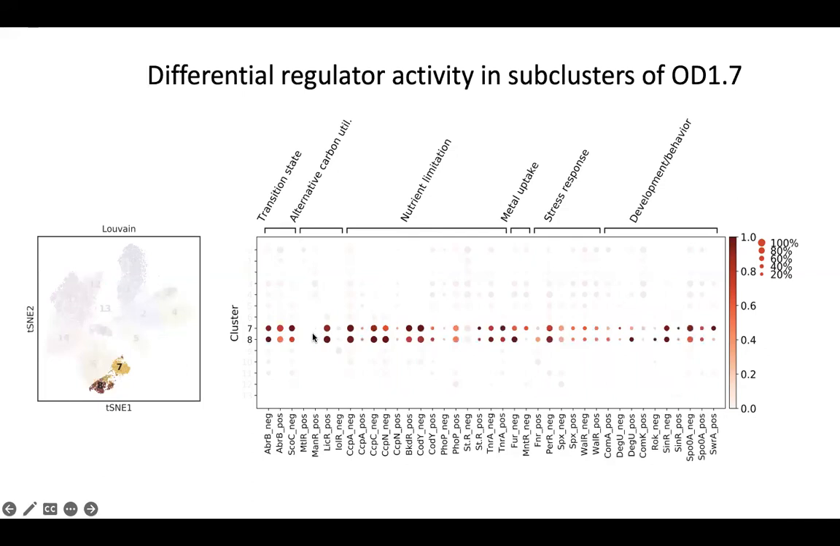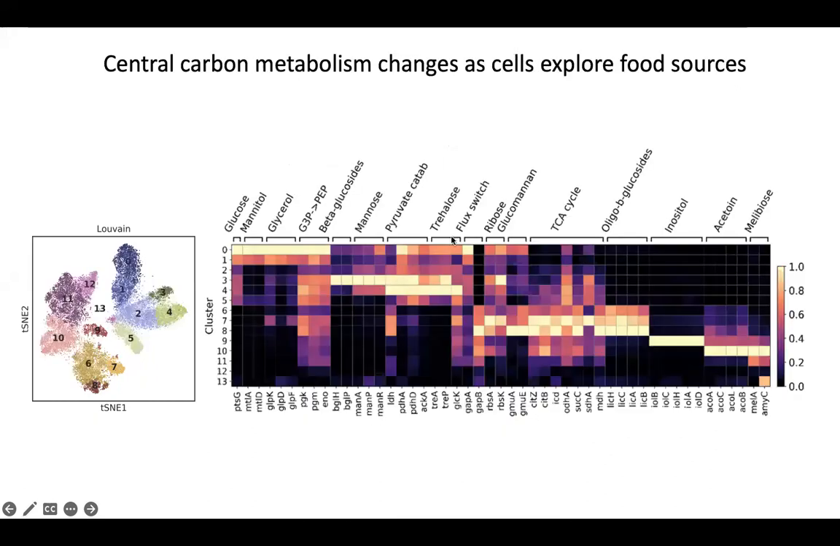And then we can also profile different clusters and compare the activities of these regulators between the clusters. And in this case, these are the 2 different subpopulations of the same optical density sample, 1.7, this intermediate point when the cells are at the middle of the growth curve. And then most of those activities are similar, except for some exceptions right here, which are interestingly in the developmental behavior categories.